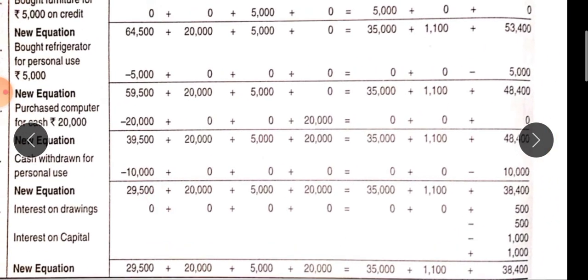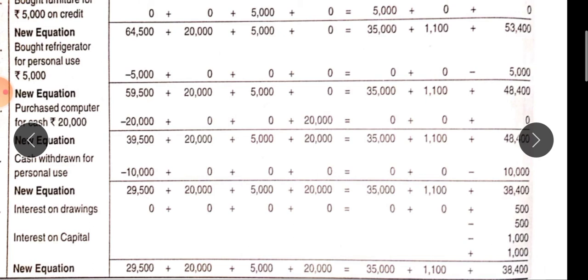Interest on drawing, from the firm's point of view it is income. From the enterprise's point of view it is an income, but from the owner's point of view it is an expense. It will reduce his capital. Interest on drawing will reduce his capital, so it will be deducted from his capital, and from the business point of view it is an income, so it will be added to the capital. See, the transaction is having the same effect, both the effects on capital only. It is deducted from capital and it is added to the capital.